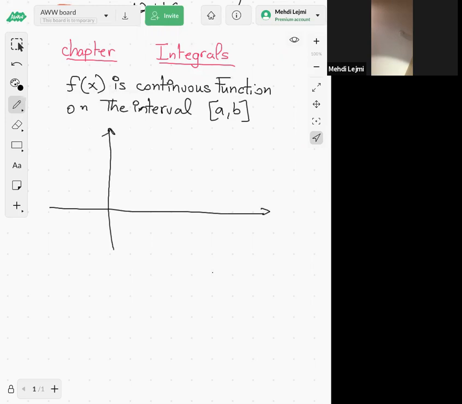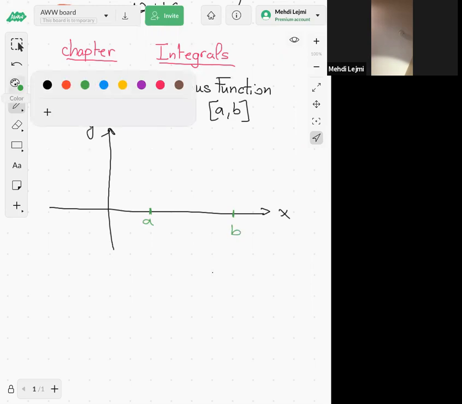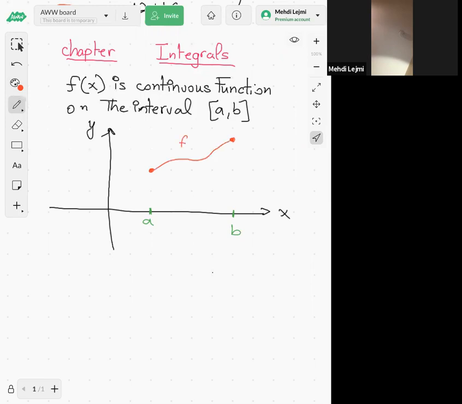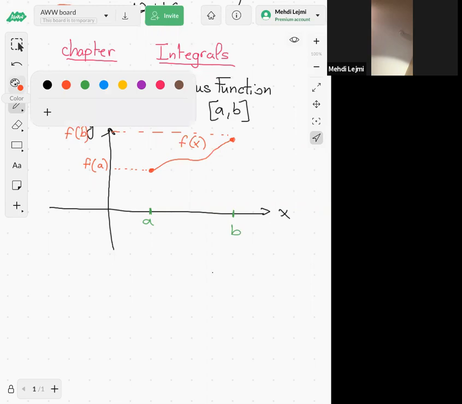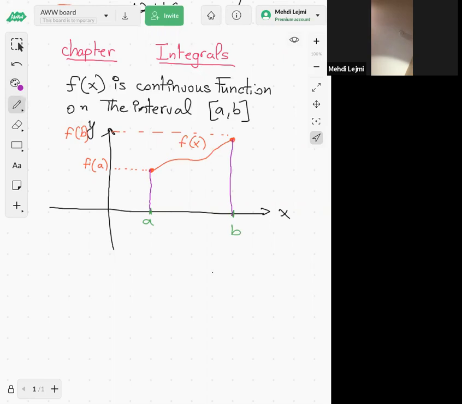So this is your x-axis, of course, and y-axis. You have your A and B, this is your A, and here's your B, and then you have a function f from A to B. Here's f of A, here's f of B, and here's f of x. So we have this region S bounded by the graph of f of x and your interval AB.